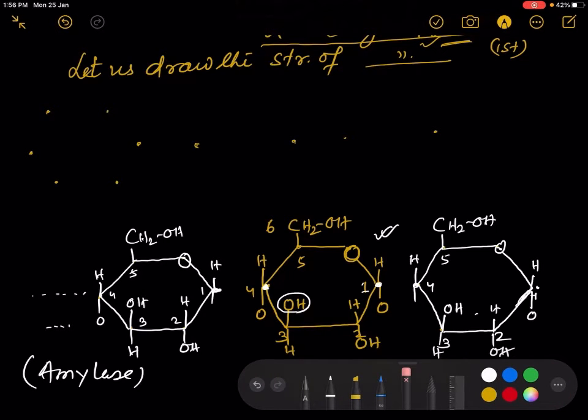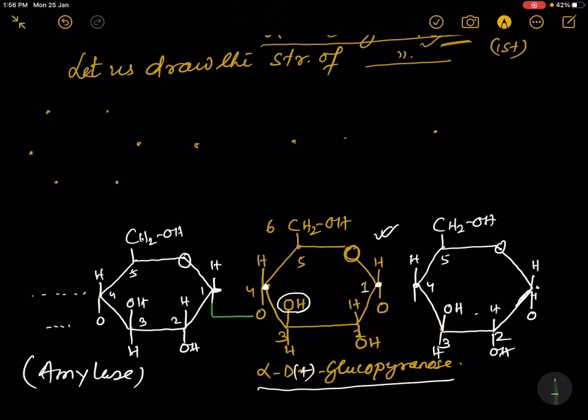You see, now we have to make a glycosidic linkage, and this O is connected to another unit, and this O is also connected to another unit. So you are getting an unbranched polymer of alpha D glucopyranose units. This is amylose.